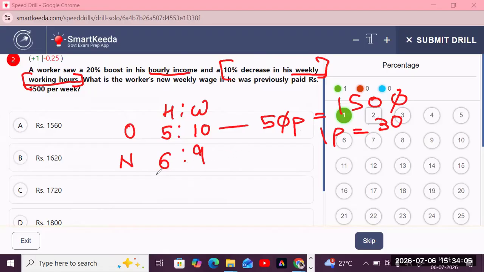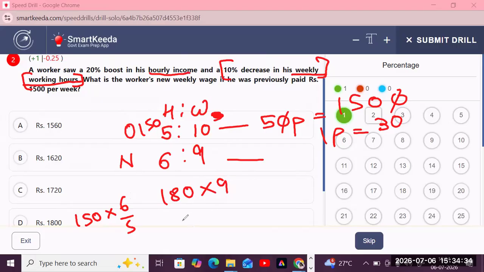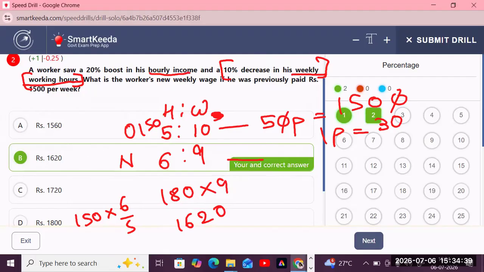अभी उसने क्या किया है, अभी उसका भी बढ़ गया है, वो अभी जो है ये 150 था और ये 300। 1620.